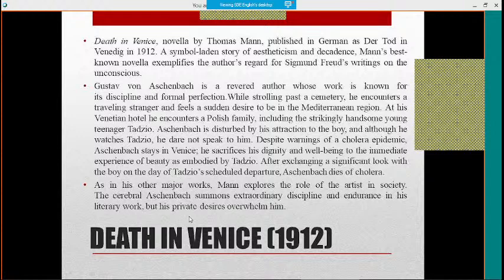Thomas Mann himself was a homosexual. Even though he got married and had 6 kids, he was a homosexual and he repressed his desire. He conveyed his desire through this particular novel, which was itself a true story.